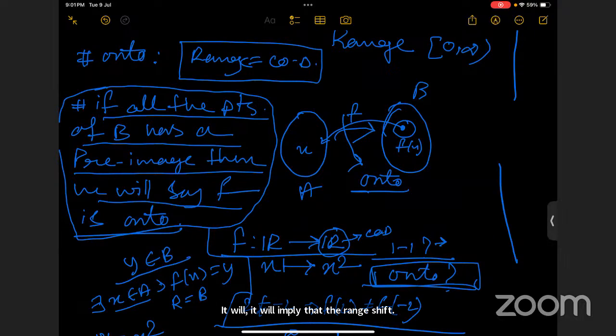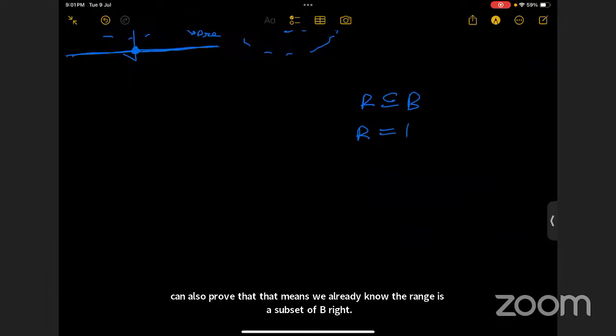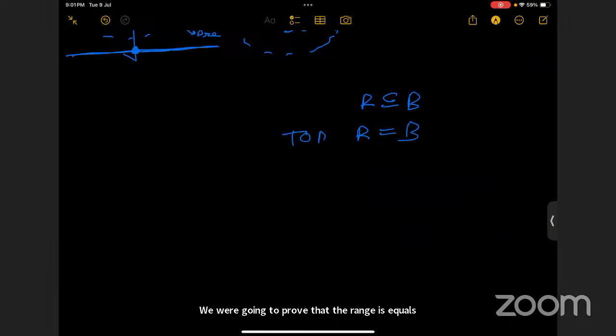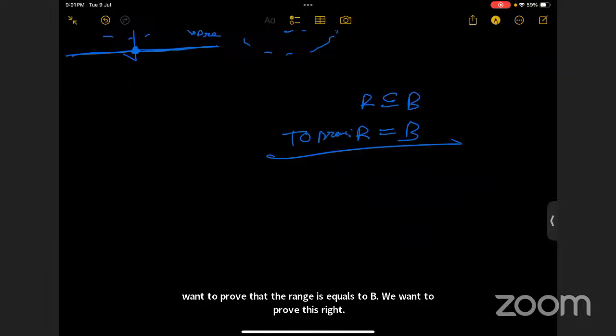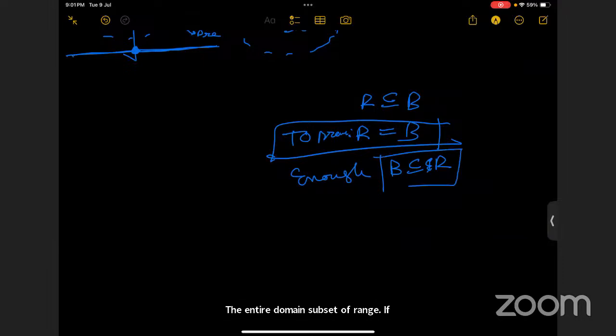So it will imply that the range equals B, right? Yes, ma'am. We can also prove that. We already know the range is a subset of B, right? We want to prove that the range is equal to B, for onto. So it is enough to show that B is a subset of the range, that the codomain is a subset of range. If we can show that, then it is enough to prove this line, right?